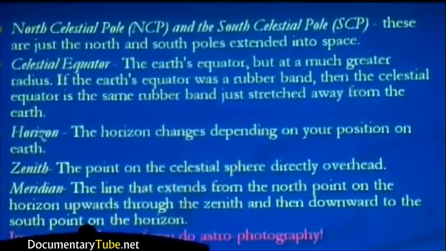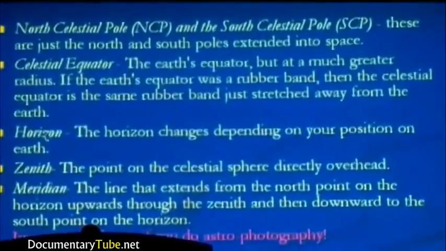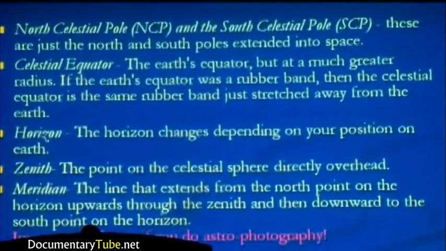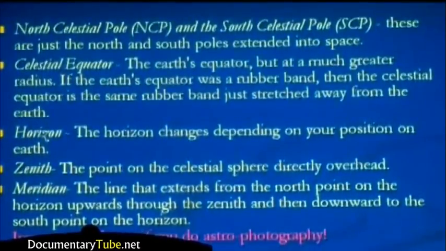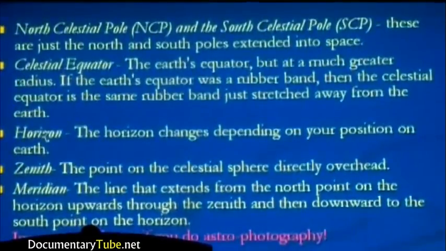Now, the celestial equator is the Earth's equator, but at a much greater radius. If the Earth's equator was a rubber band, you could think of it as being elastic, then the celestial equator is the same rubber band just stretched away from the Earth. So if you can imagine a plane slicing through the Earth's equator and just extending into space. The horizon is something that obviously changes depending on your position on the Earth.